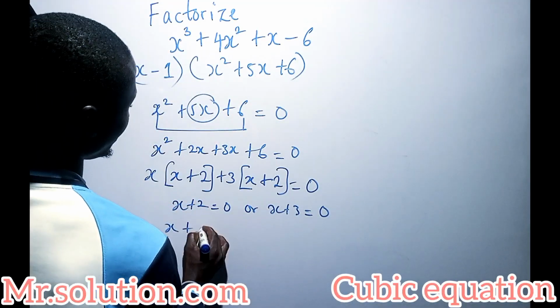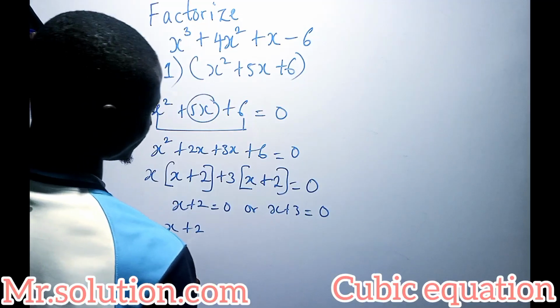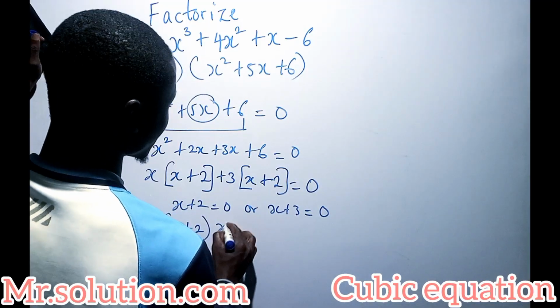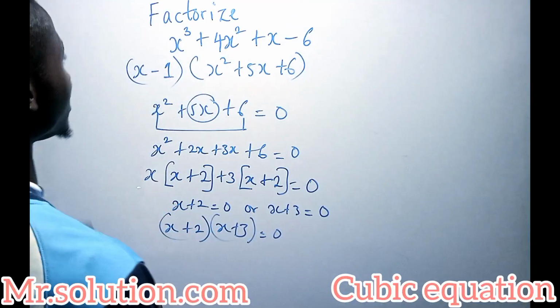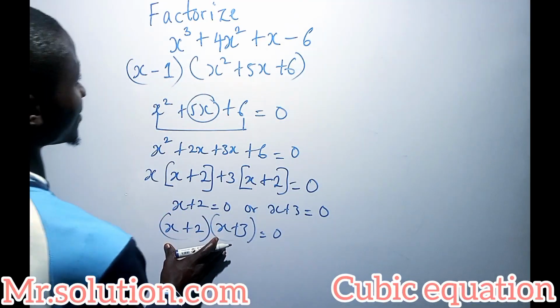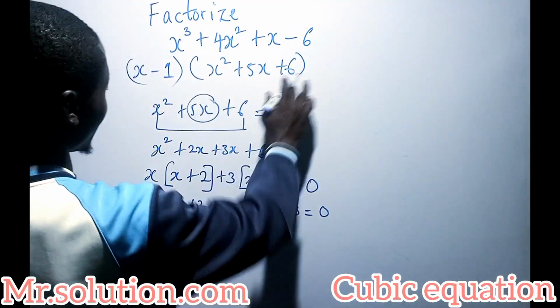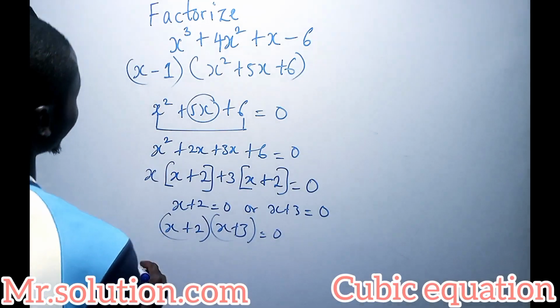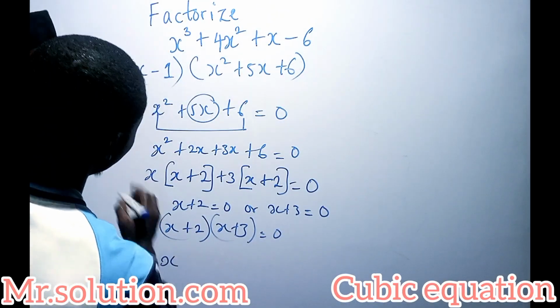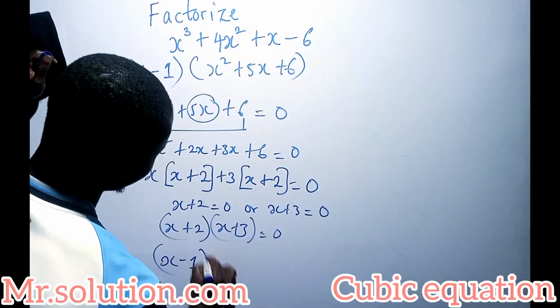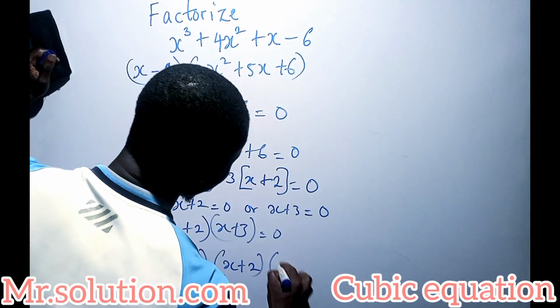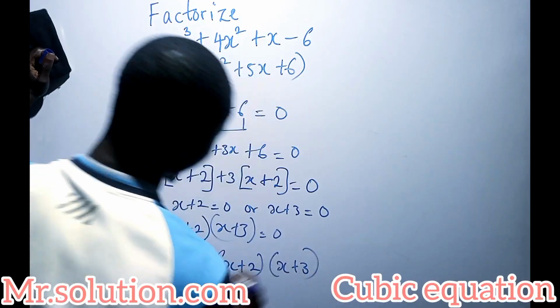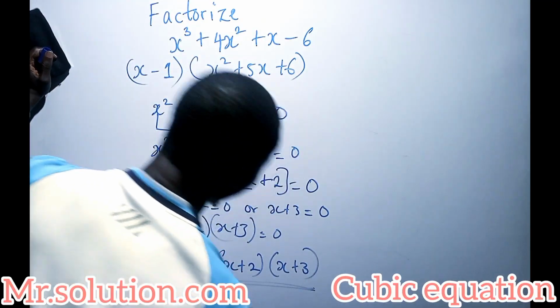Now x plus 2 equals 0, then x plus 3 equals 0. Now we have gotten our answer. We have factorized these terms also, which is our resultant. Now our total answer will be x, which is our factor, x minus 1, then x plus 2, then x plus 3. So this becomes our final answer.